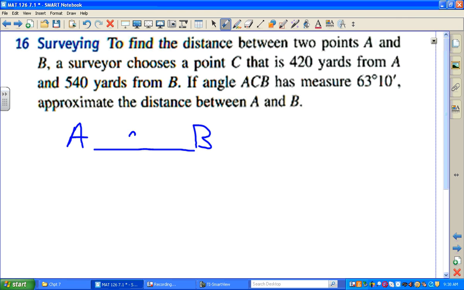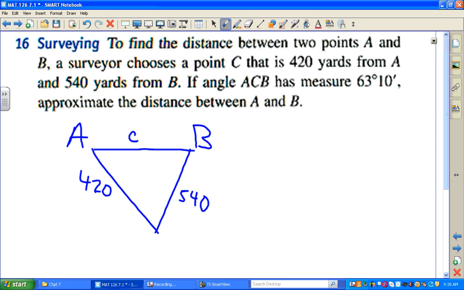That's small c, isn't it? You're looking for that distance. A surveyor chooses a point C that is 420 yards from A. I have no idea if I'm going to draw this right, but I'll give it a shot. And 540 from B.